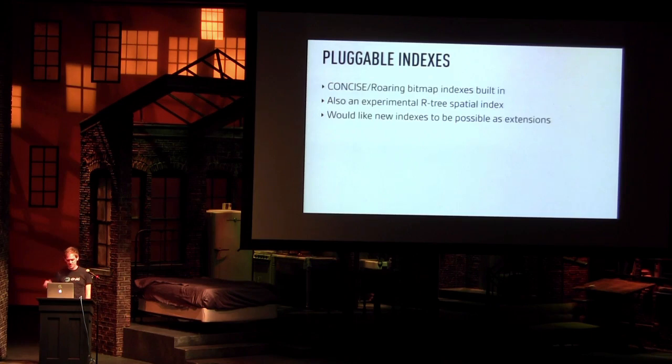Pluggable indexes would be great. Like I said, we have those concise roaring bitmap indexes built in. We also have one I didn't mention, some experimental archery spatial index for latitude, longitude type stuff, or any sort of points on the surface. But we'd also like people to be able to build new indexes and make them available as extensions, the same way you can do now for metrics and query types.